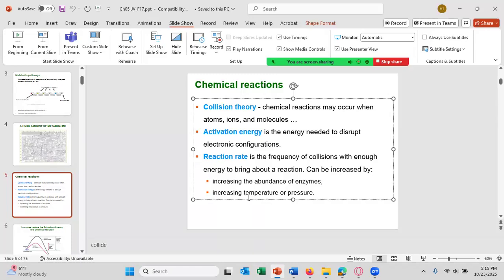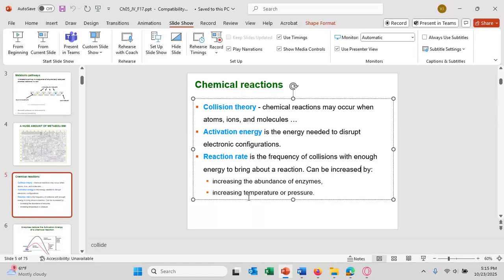If you increase the pressure, that also increases the reaction rate. You kind of have to think about, you increase the pressure on various atoms, ions, molecules. That makes it more likely that they're going to collide and that they will be more likely to collide with greater energy because they're under increased pressure. Any question about any of that?